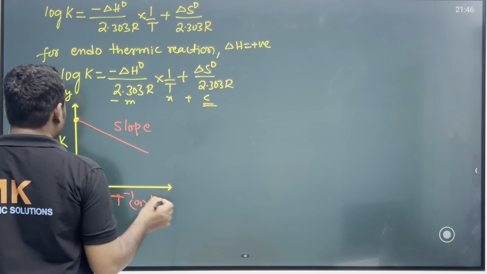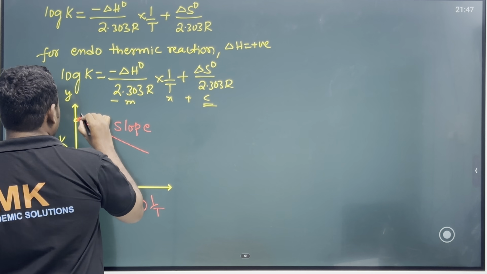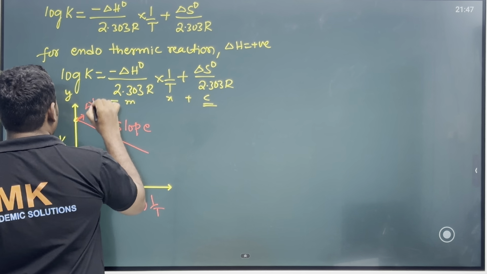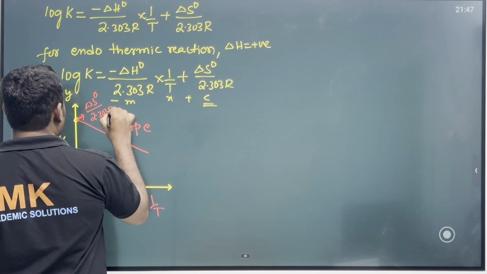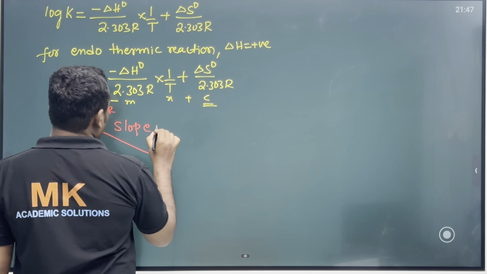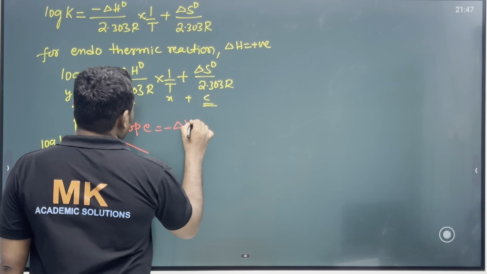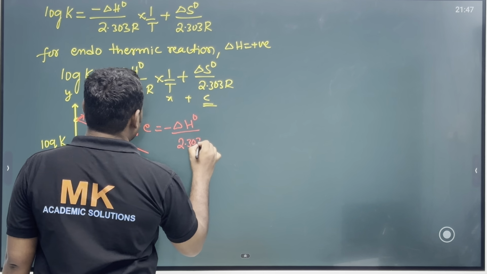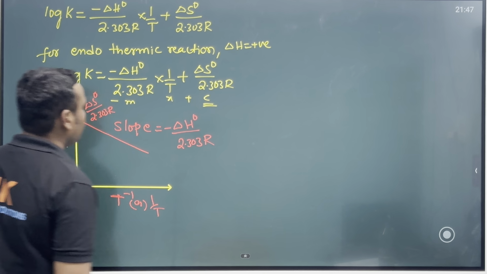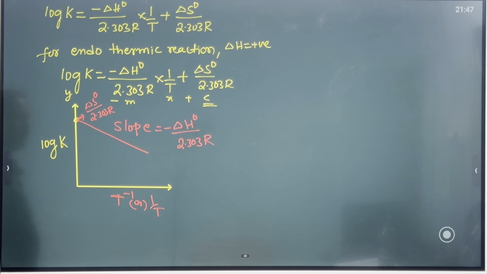Slope is equal to... here, first, what is the intercept? The intercept is delta S naught by 2.303 R, and the slope is equal to minus delta H naught by 2.303 R. Okay, right.